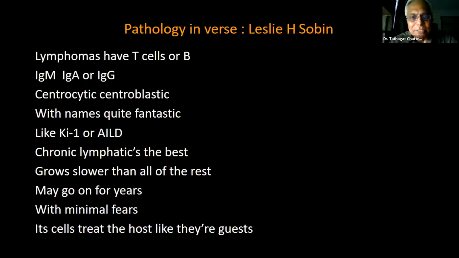So let me tell you, ladies and gentlemen, this is not just poetry. Every line in this poetry has got the history of lymphoma within it. And that's how we had brilliant teachers to whom we were fortunate to be exposed, and we learned the subject the way it was supposed to be taught.